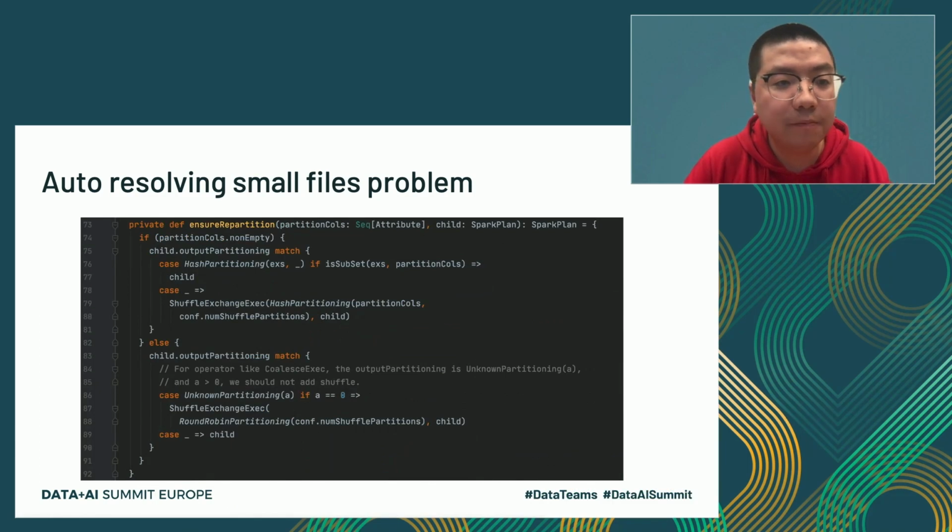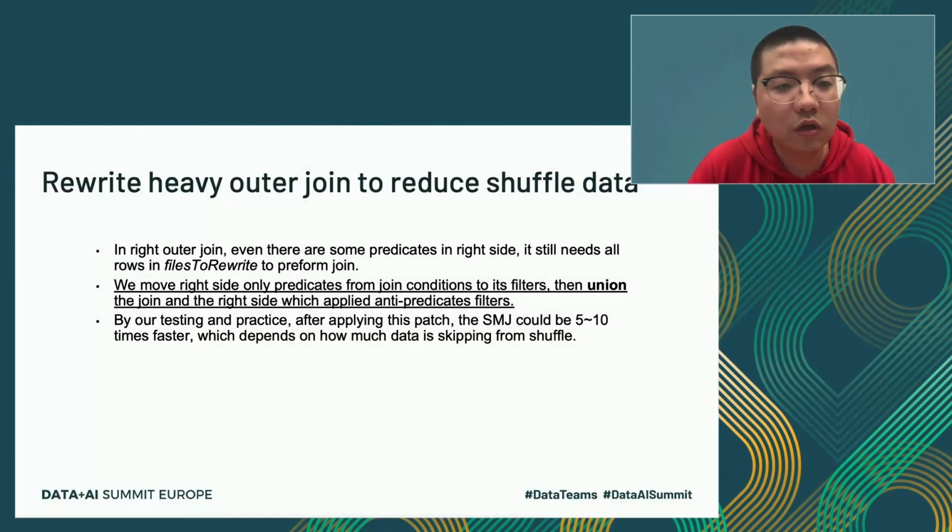You can see in this ensure repartition, if it is a bucket table, we have no need to repartition again because it should be partitioned by the bucket column. For a partitioned table, it will be partitioned by the partition column. If it is a non-partitioned and non-bucket table, it will be distributed by round robin. So it's not the case that every time we add a repartition.